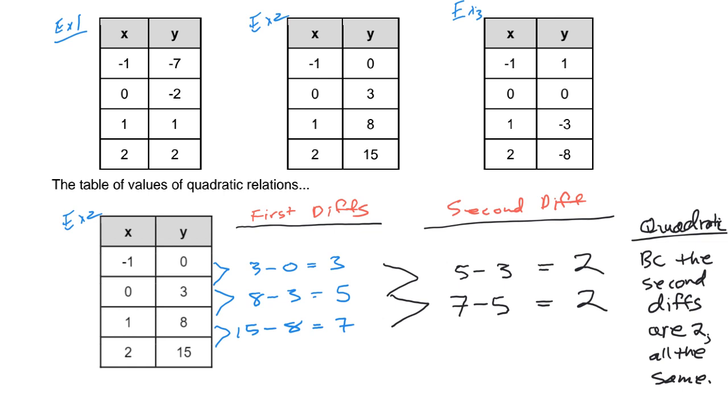So remember, when you have something in a table and you're trying to find out whether it is linear or quadratic, you do your first differences. If your first differences come out to be linear, then you stop. If that doesn't work, then you check your second differences and then you stop. Okay? So there we go. This example 2 is quadratic, actually.